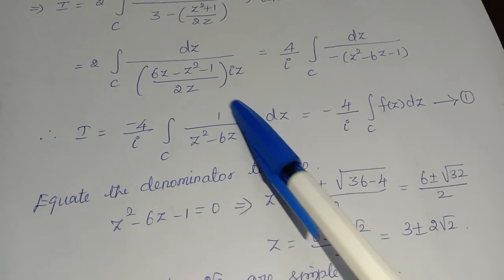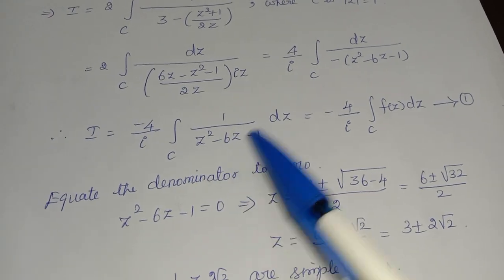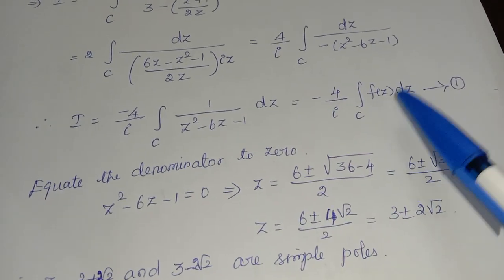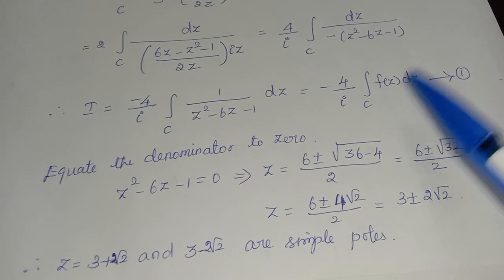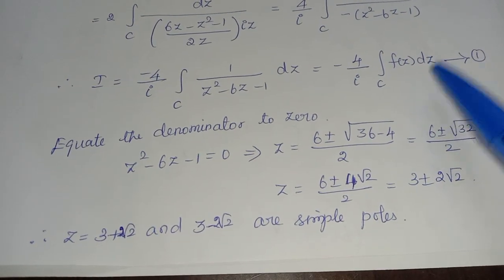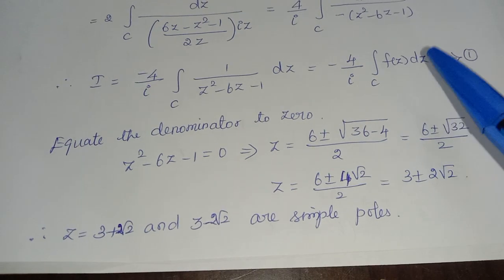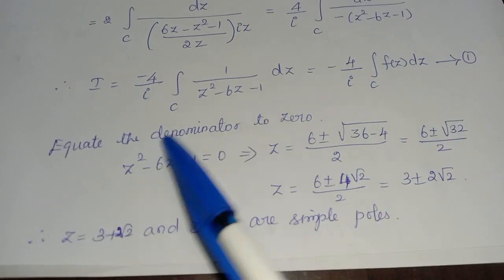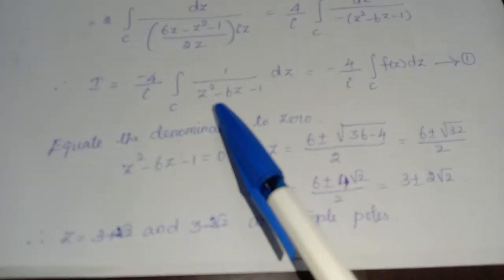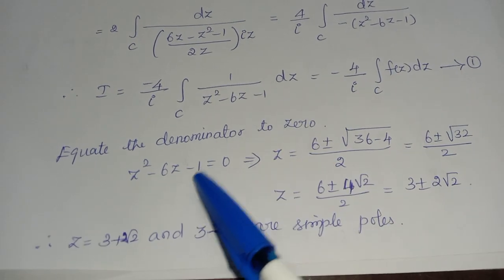Let me take this value of the function as f(z). Now I have to evaluate this by using complex integration. For that, first I have to identify the poles which are lying inside C. For identifying the poles, equate the denominator to 0. So z² − 6z − 1 = 0.